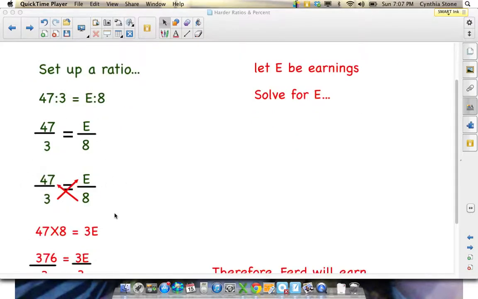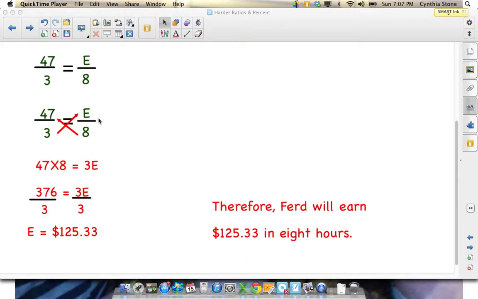Anyways, once you've set this up, then it's just a matter of using the same strategy we used before: cross multiply and divide. Here's the cross multiply. You get 47 times 8 equals 3e, because of 3 times the e. It's an uglier number, but you just follow the same process. You can use your calculator. 47 times 8 is 376. 3e, divide by 3. That's the second part of cross multiply and divide. And e ends up being 125.33.